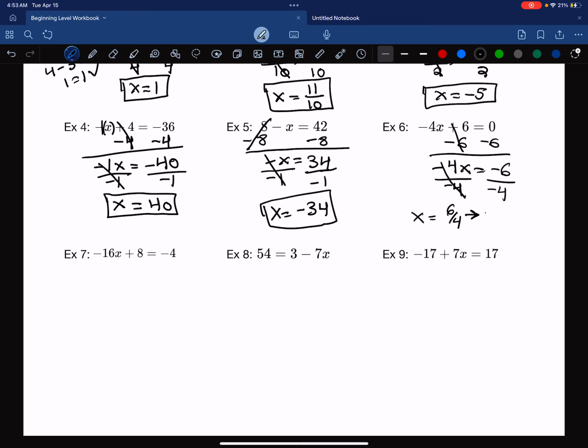And then we can also reduce the fraction and divide by 2. So 6 divided by 2 is 3. And 4 divided by 2 is 2. So we get x equals 3/2.